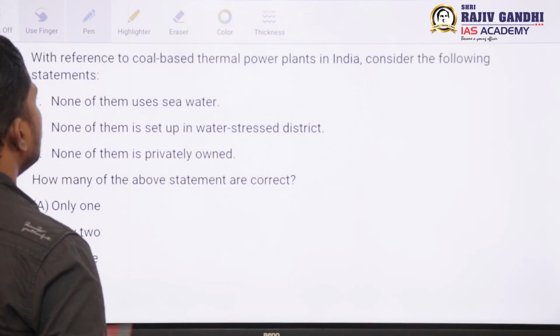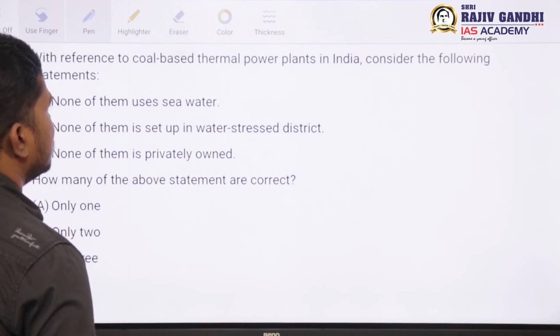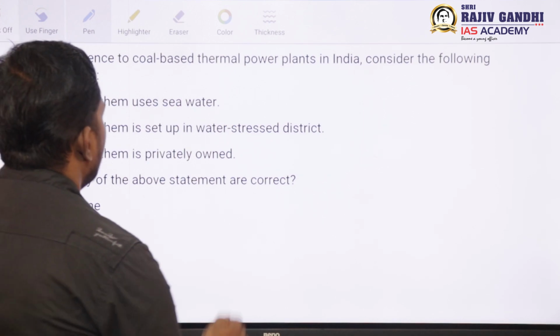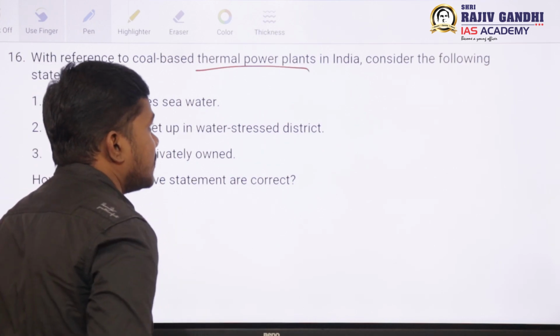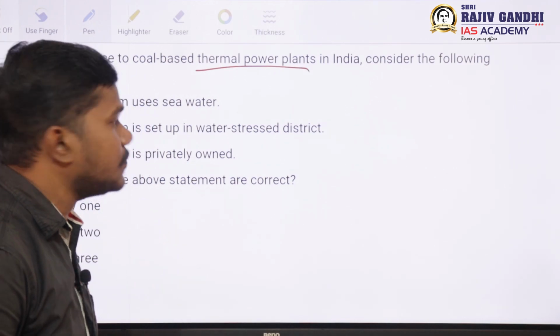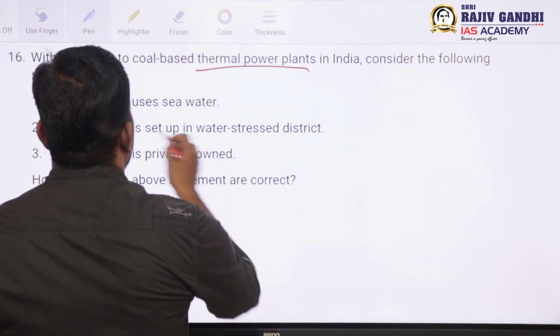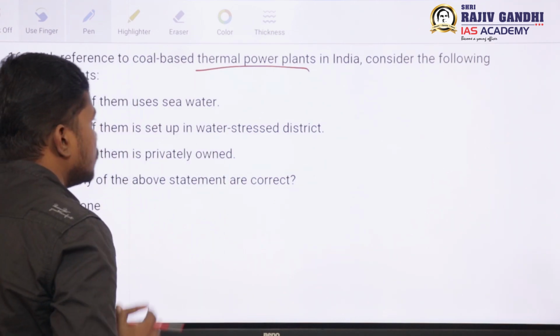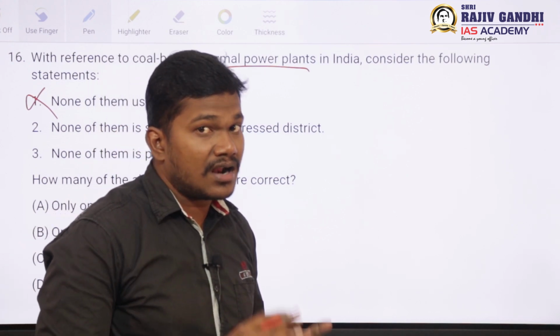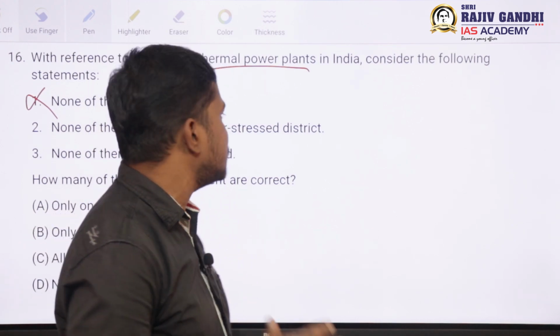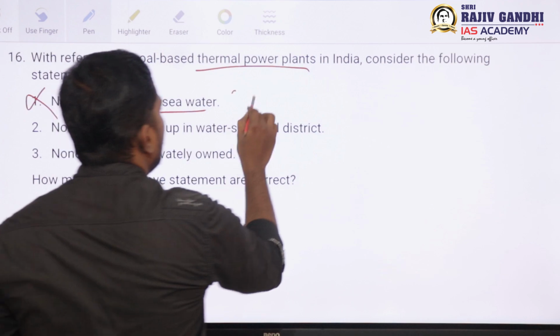16. With reference to coal-based thermal power plants in India, consider the following statements. The thermal power plants play a major role in India's electricity production. Statement 1, none of them uses seawater. This is incorrect because most of the thermal power plants, not all, are using seawater for cooling purposes.